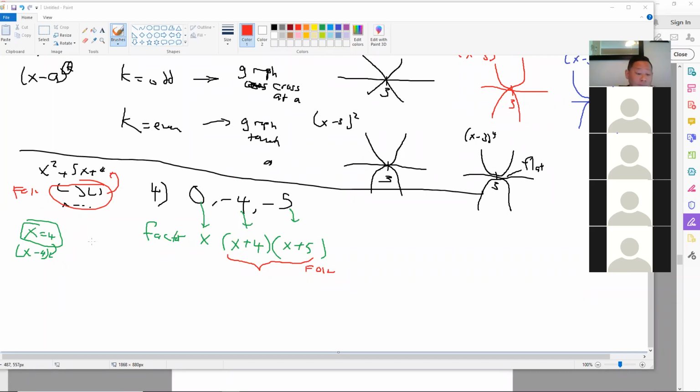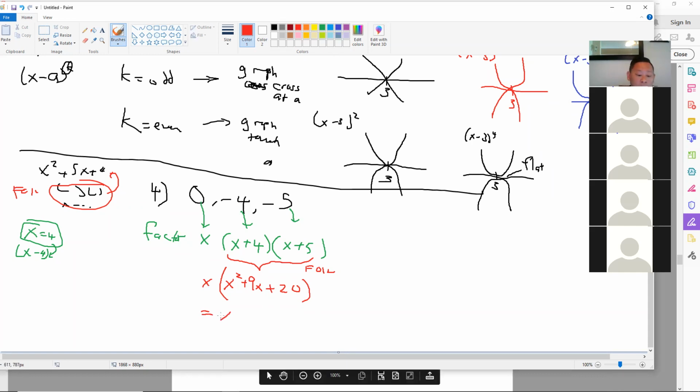I'm going to ask you guys now. X squared plus 9x plus 20. Plus what? 9x plus 20. Yep, that is correct. So 4 plus 5 is 9, 4 times 5 is 20. And what you do next is multiply this with your x. Don't forget, you still have the first x that we did not use. So now you distribute. What is your answer in this case? X to the 3rd power plus 9x squared plus 20x. That's correct. So this is your answer.